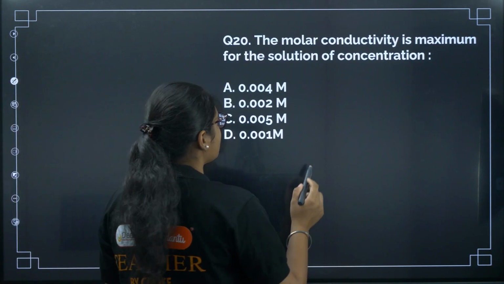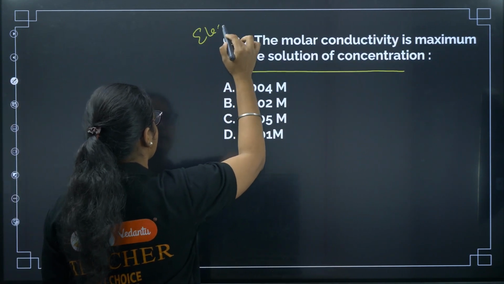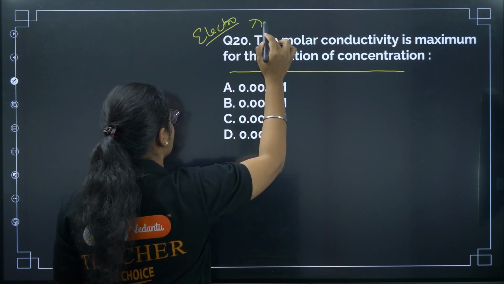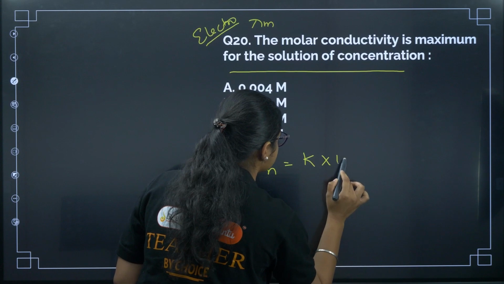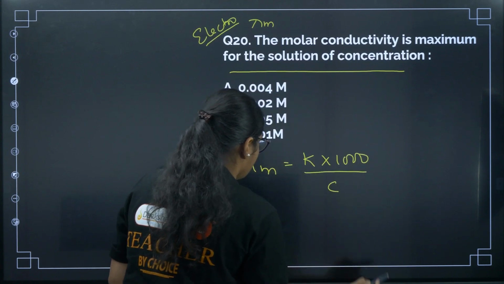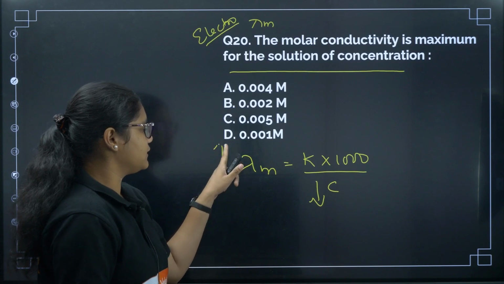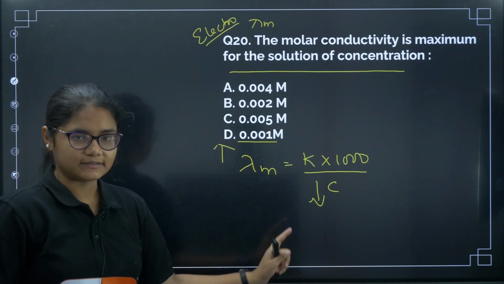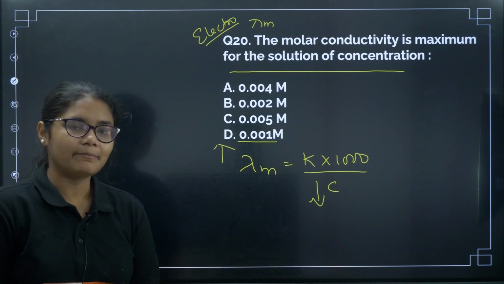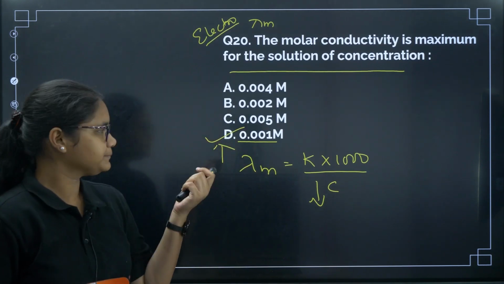Next question. The molar conductivity is maximum for the solution of concentration. So the question is from electrochemistry. Topic is from molar conductance. What's the formula of molar conductance? Lambda is equal to kappa into 1000 by C. If concentration will be less, then molar conductivity will be high, right? So you can check the options. Option number D, concentration is minimum, molar conductance will be maximum. So the correct answer for this question will be option number D.